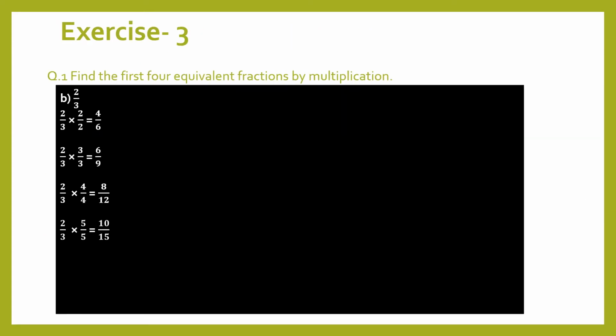Exercise number 3. Find the first 4 equivalent fractions by multiplication. When it just comes to finding an equivalent fraction, we can multiply with any number. But when it comes to finding the first ones, why can't we take 1? Because when we multiply by 1, we get the same fraction. So we will multiply by 2, then by 3, then by 4, then by 5. And if we want more, we can keep on multiplying.